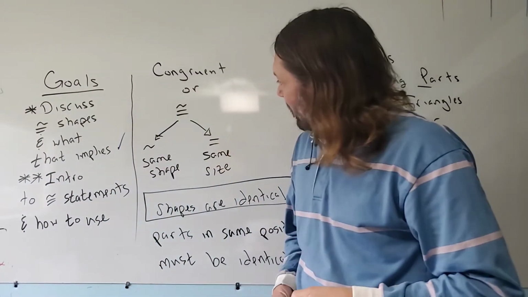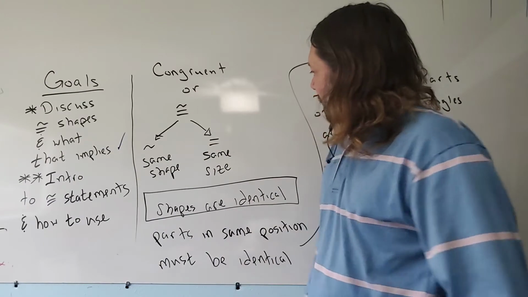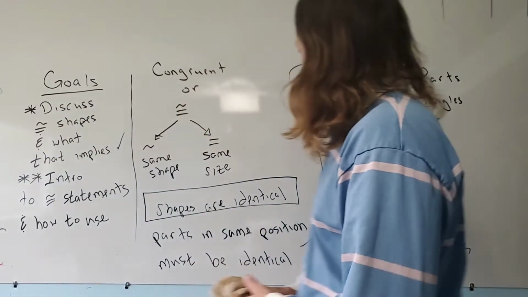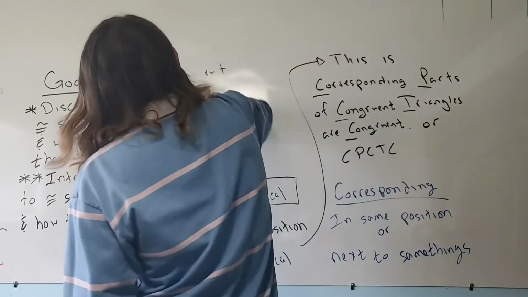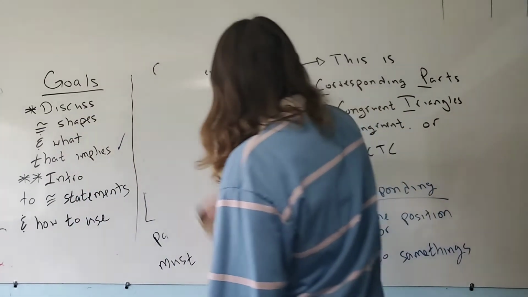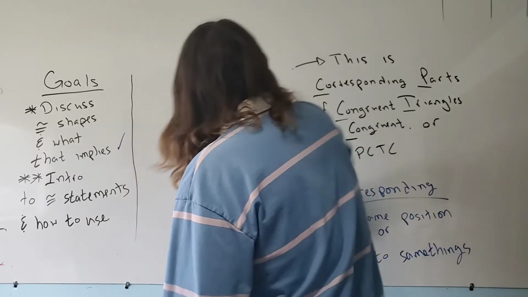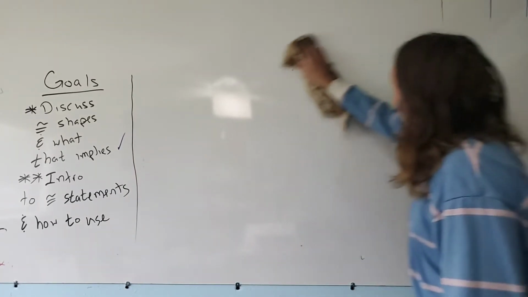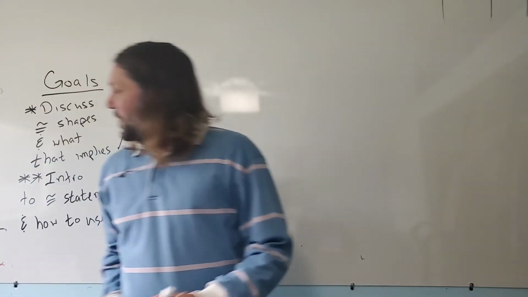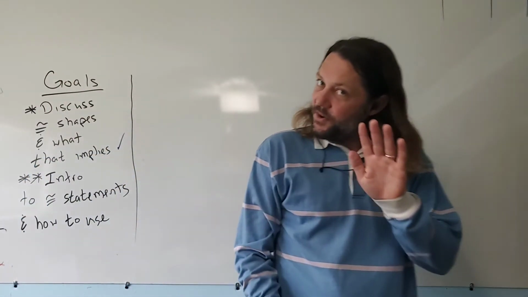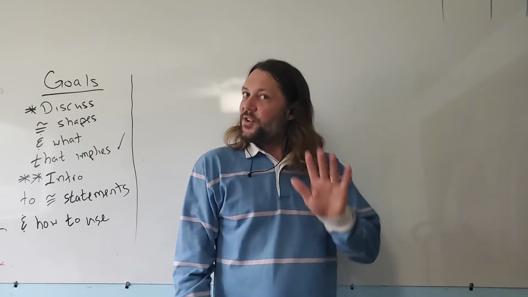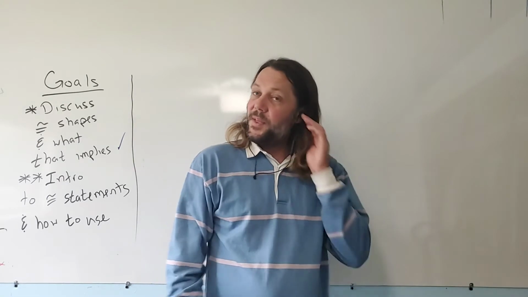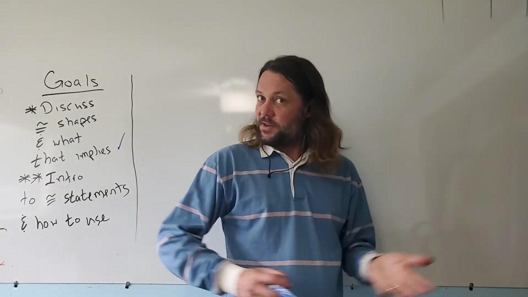Now I'm going to start talking about goal number 2, an introduction to congruent statements and how to use them. So remember, we're only talking about triangles here. Okay? We're only talking about triangles. So, let's suppose that we used a sequence of rigid transformations and one triangle landed perfectly on top of the other triangle. And we can then say that the 2 triangles themselves must be congruent.